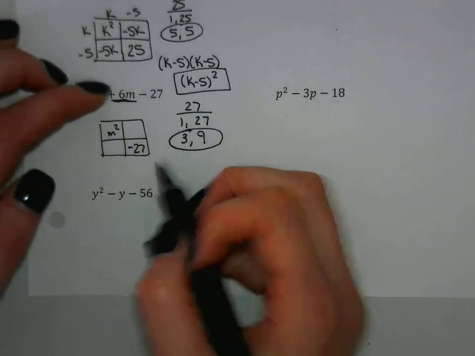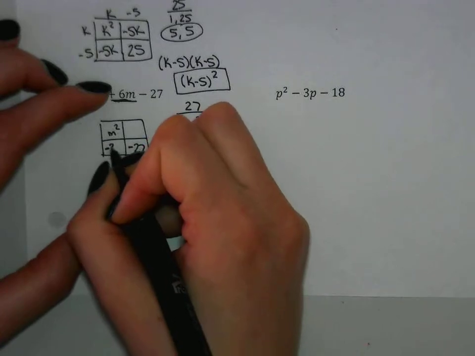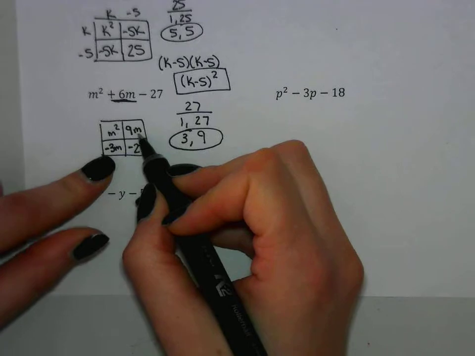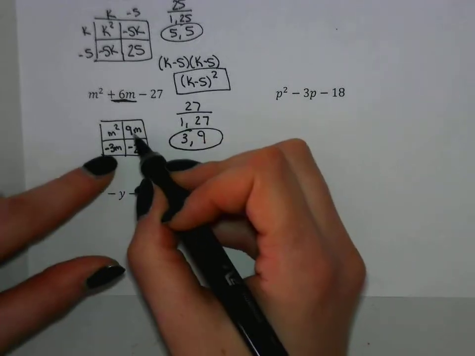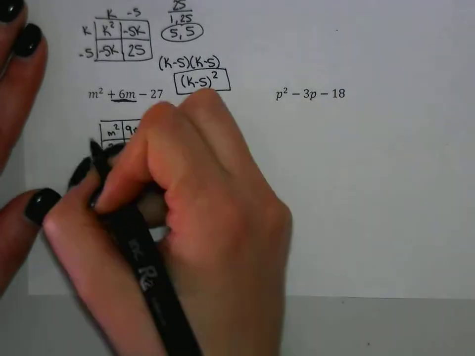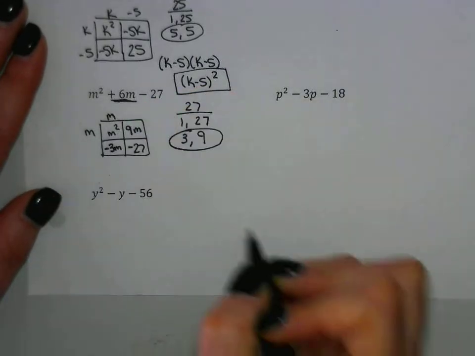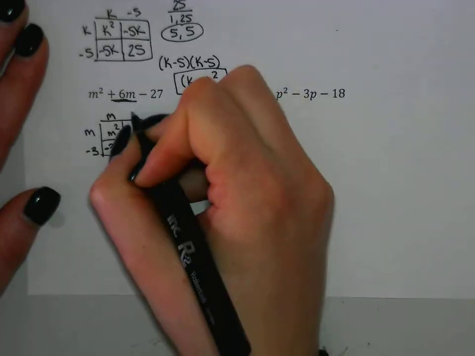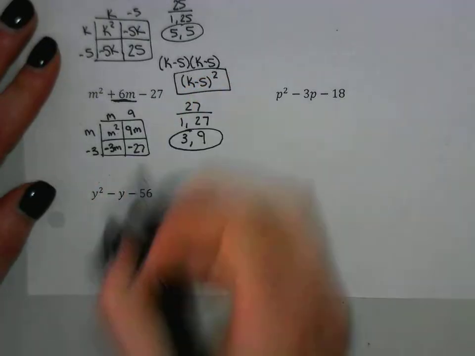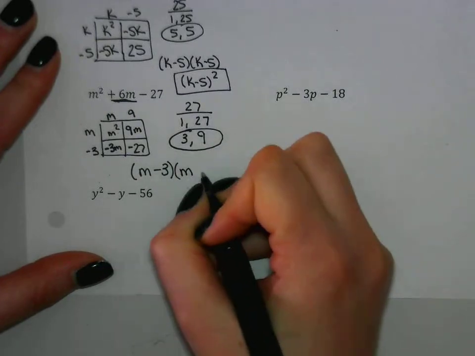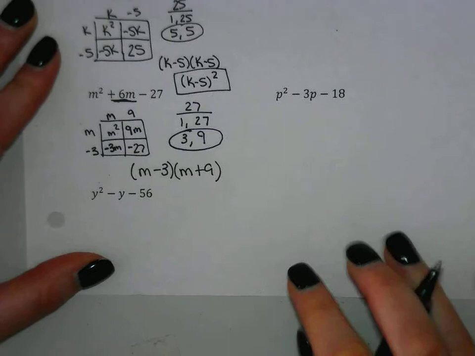To end up with a positive 6, we need to have a negative 3m and a positive 9m. Negative 3m plus 9m is a positive 6. And when we multiply negative 3 by 9, we get a negative 27. So we're going to have m times m to get m squared, negative 3 times m to get negative 3m, and 9 times m for 9m. So when we factor, we have the quantity of m minus 3 times the quantity of m plus 9.